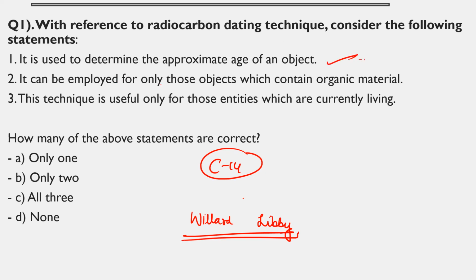Second statement: it is employed only for those objects which contain organic material, correct? This technique is useful only for entities which are currently living. So this is not totally correct. Carbon dating is used to establish the age of organic material. Recently the Allahabad High Court allowed ASI to conduct carbon dating of a shivling inside the Gyanvapi mosque in Varanasi, UP. It is used to determine the age of organic materials, things that were once living. It is not currently living, but once living.